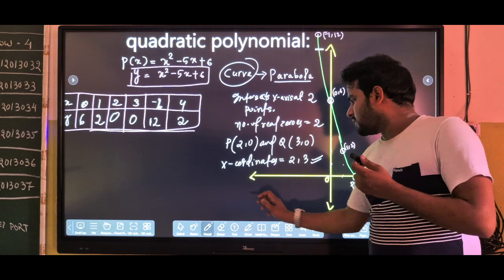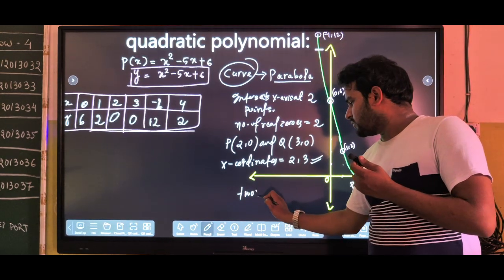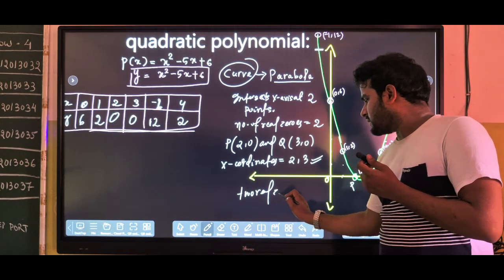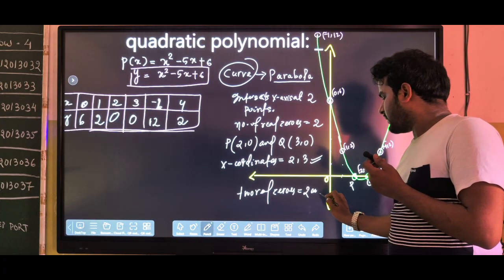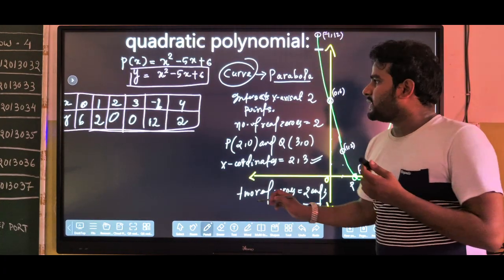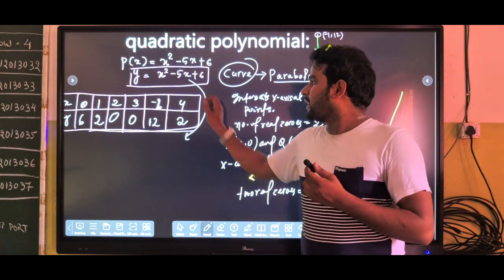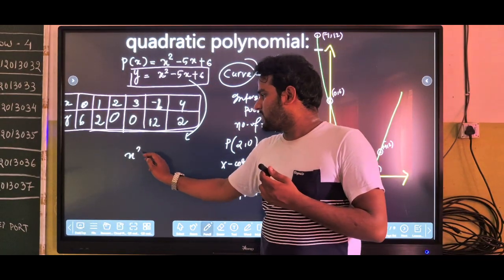So these are the two real zeros of this polynomial, that is 2 and 3. Algebraically also you will factorize them.